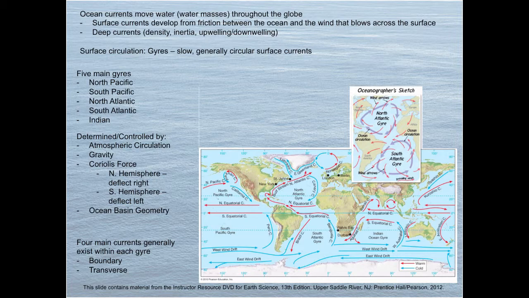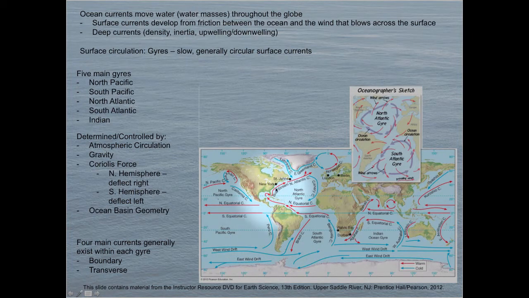Now, each gyre system has four major currents. There are boundary currents, which occur adjacent to continents. Boundary currents are usually the north-south or south-to-north traveling currents. So in the case of the Gulf Stream in the North Atlantic Gyre, the Gulf Stream is a boundary current. It's called a western boundary current.